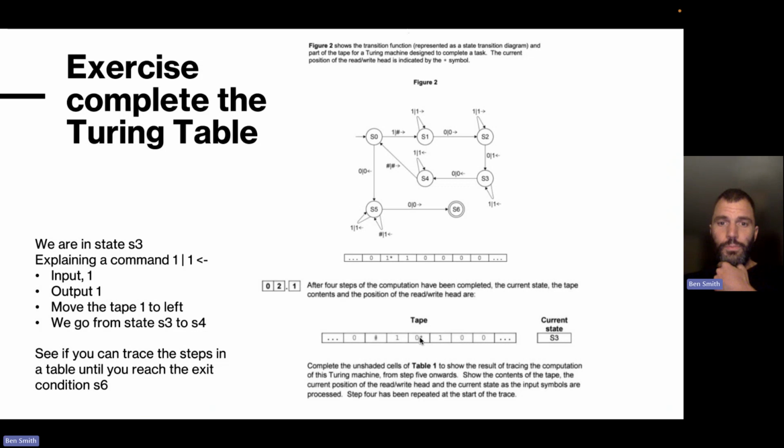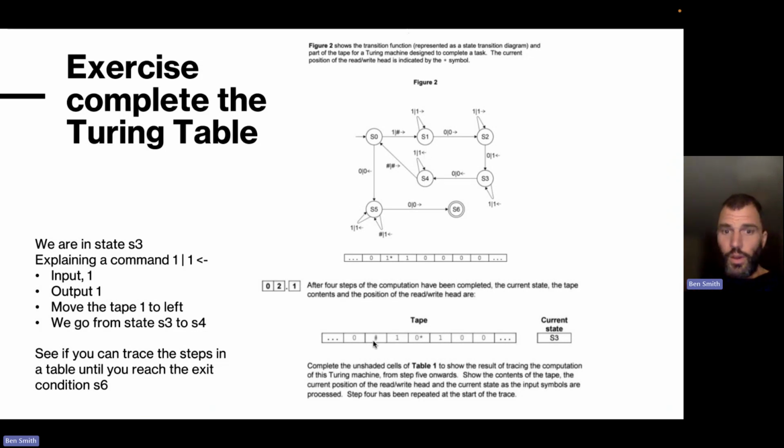So for example, if I was going to write out the line beneath that, how the tape would look beneath that, if we carried out the instruction where the head is there at 0 and we're at S3, we'd input 0, we'd output 0, we'd replace it, and then we'd move to the left because the arrow is pointing to the left. And then we would input 1 and we'd output 1, and we'd still be in state S4, and we'd move to the left.